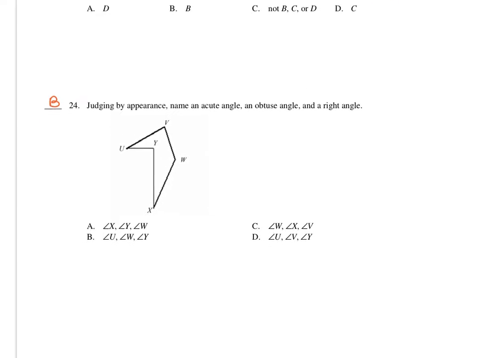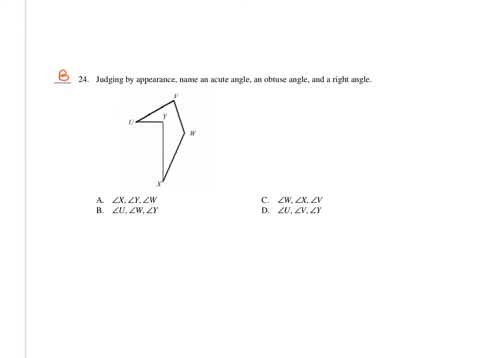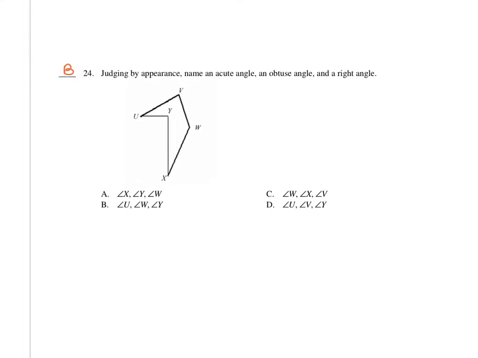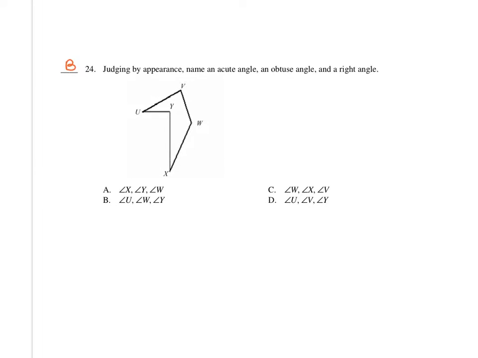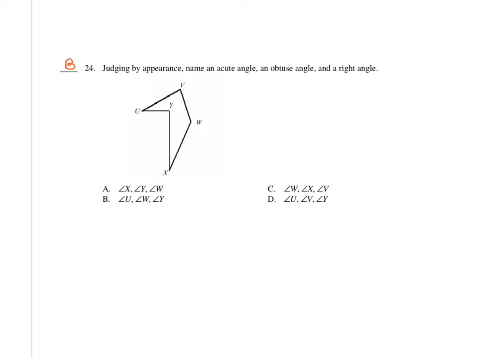Then we got to angles. So again, you want to review definitions of angles. You want to know acute, obtuse, straight, right, all those things. So this one said, judging by appearance, name an acute angle, an obtuse angle, and a right angle. Be careful and make sure it goes in that order. So acute should have been U, obtuse, W, and right, V. No, Y, sorry.